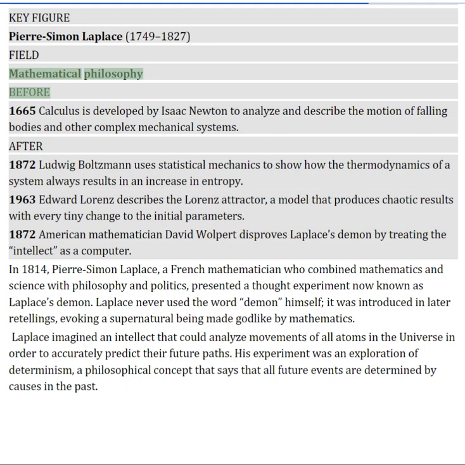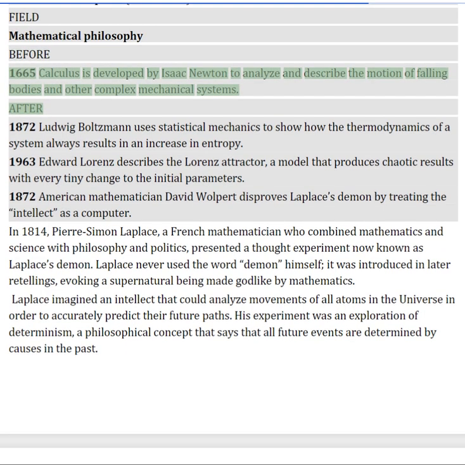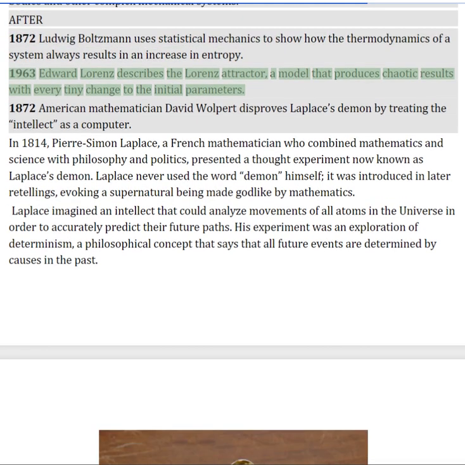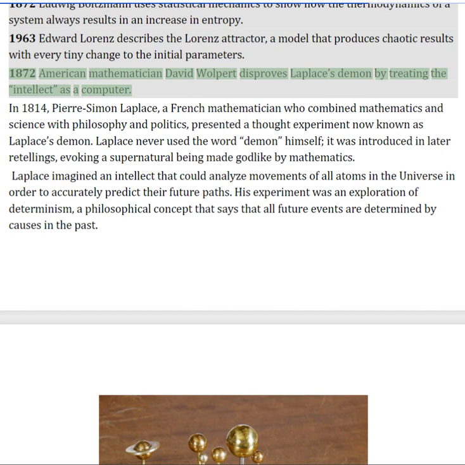Mathematical philosophy. Before 1665: Calculus is developed by Isaac Newton to analyze and describe the motion of falling bodies and other complex mechanical systems. After 1872: Ludwig Boltzmann uses statistical mechanics to show how the thermodynamics of a system always results in an increase in entropy. 1963: Edward Lorenz describes the Lorenz attractor, a model that produces chaotic results with every tiny change to the initial parameters. 1872: American mathematician David Wolpert disproves Laplace's demon by treating the intellect as a computer.